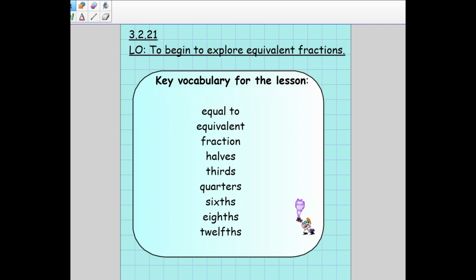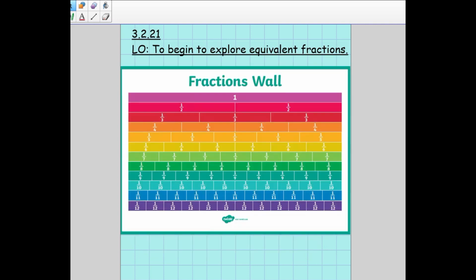Our key vocabulary for the lesson is equal to, equivalent, fraction, halves, thirds, quarters, sixths, eighths, and twelfths. For these lessons, you may want to look at your fraction wall, which was in your pack we gave out in about November. This fraction wall will help you with equivalence because you'll be able to see it. So you might want to dig that out of the pack. I will attach it to parent mail just in case you wish to print it again.